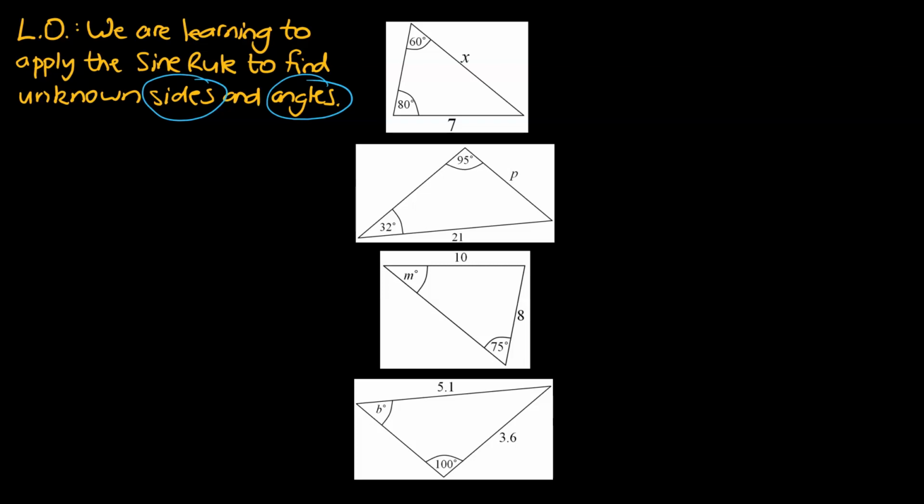So we're going to start off by recapping what the formula was. a divided by sine A is equal to b divided by sine B, which is equal to c divided by sine C. So that's our formula. We're only going to focus on two of them, and I'll show you what I mean by that in a bit. And just a friendly reminder, these only apply to non-right angle triangles.